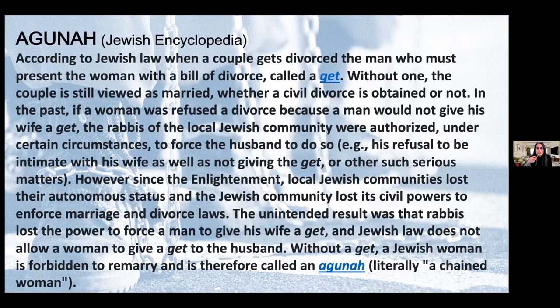According to Jewish law, when a couple gets divorced, the man must present the woman with a bill of divorce called a get, okay? Without one, the couple is still viewed as married. That's even if a civil divorce is obtained.